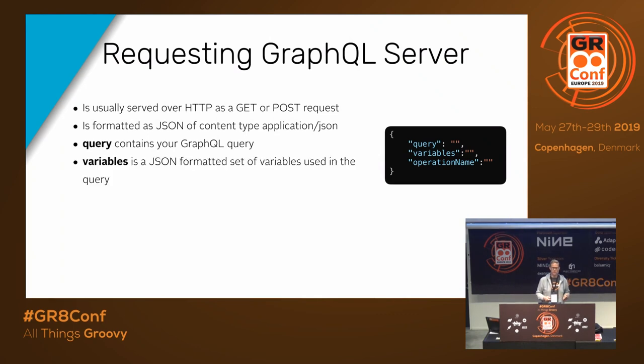The second one is variables, because GraphQL discourages string interpolation. It means that you should not change your query for each request. The query should be static, and then you just use variables to change, for example, an input parameter or something. And then you have operation name, which is basically the name of the query operation that you're sending.